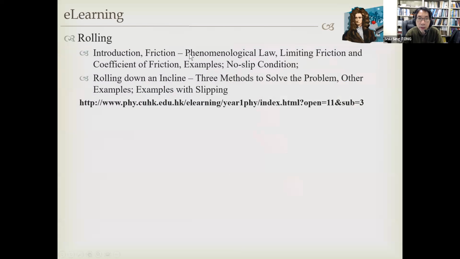Now you have another e-learning module here. You can review what I have taught with this e-learning module. The teaching here will be at a deeper, different level than what I've just taught. So if you're interested to learn more, you can go to this e-learning module to review your understanding.